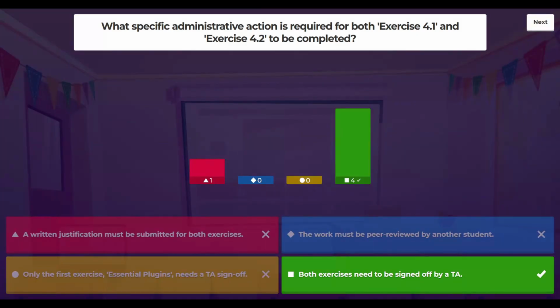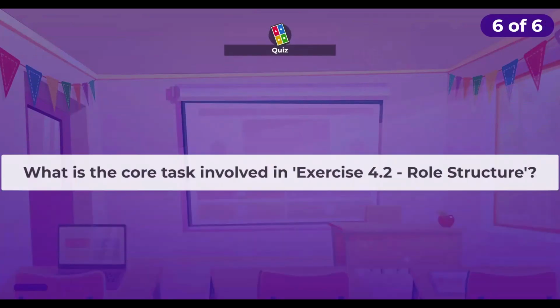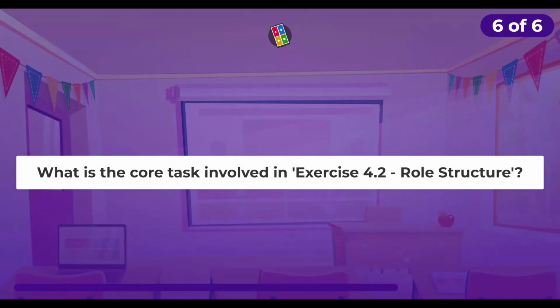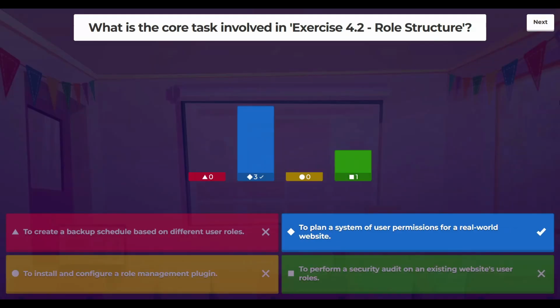Yes, so both exercises need to be reviewed and checked by TAs. Yes, so this is exercise 4.2 that you guys are supposed to do. You're supposed to make a plan of user permissions for a real world website.